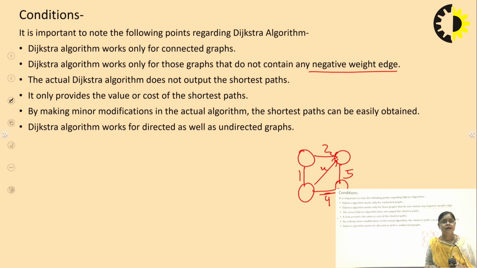Okay. Now, you can say that by making a minor modification in the actual algorithm, the shortest path can be easily obtained. And again, the Dijkstra works for directed as well as undirected graphs, right?